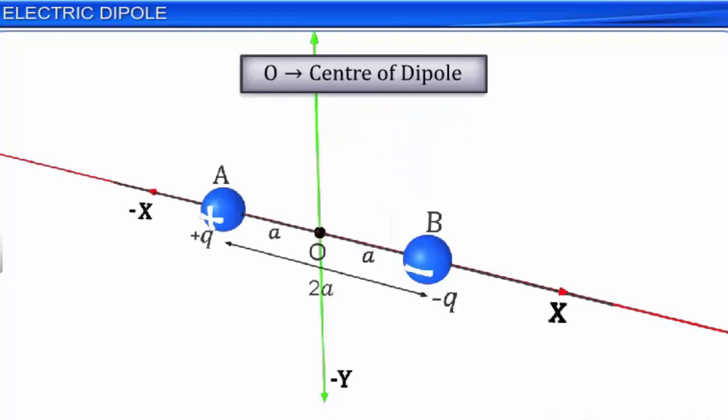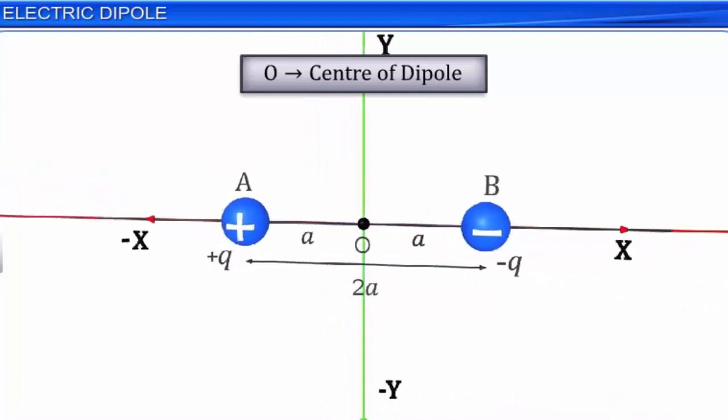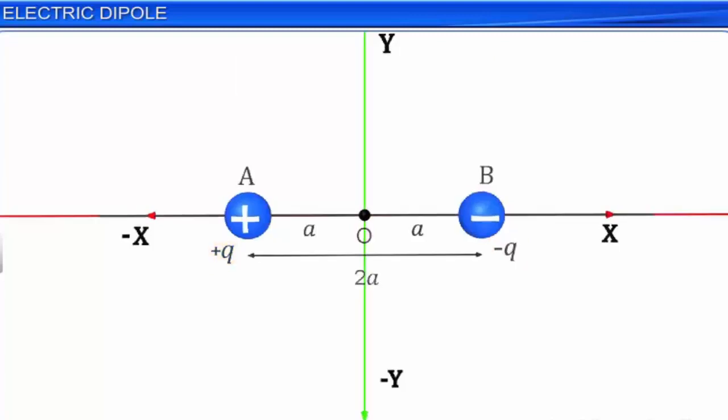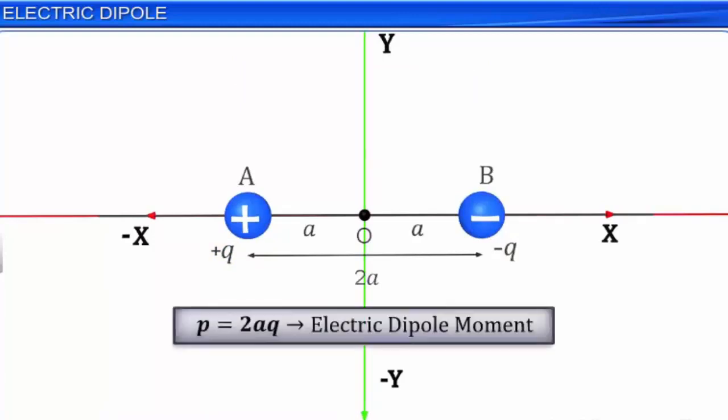and the straight line passing through the charges and also through the center is called the axis of the dipole. Assume that the dipole is placed such that the center O of the dipole coincides with the origin and the axis of the dipole coincides with the x-axis of the Cartesian coordinate system. The charge minus q is placed along the positive x-axis, and the charge plus q is placed along the negative x-axis. The product of the length of the dipole and the magnitude of the charge is called the electric dipole moment P. Here, P is equal to 2aq. It is a vector quantity directed from minus q to plus q.